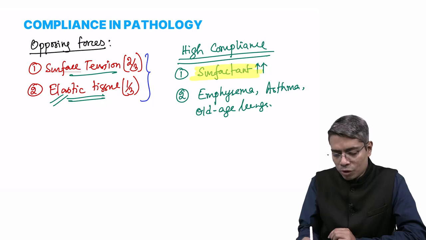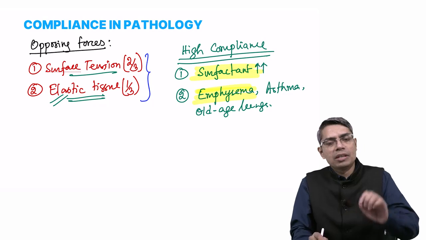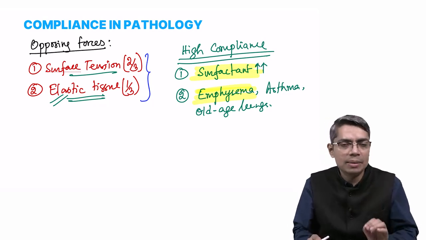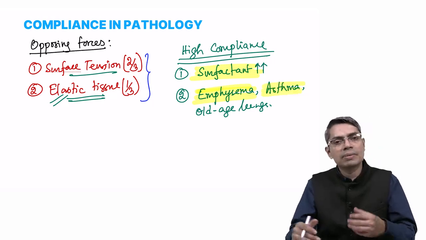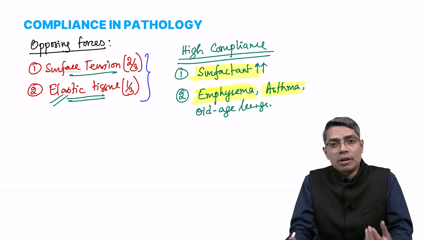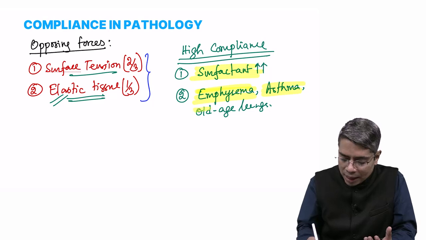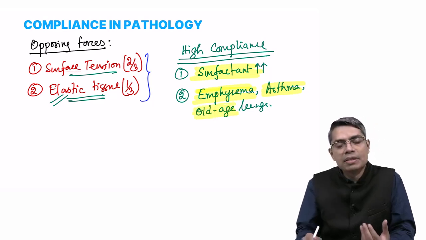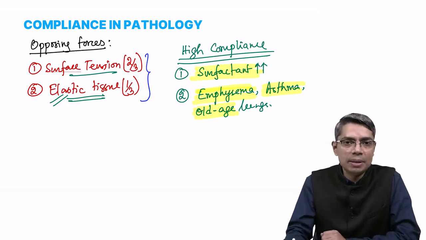So this is a very, very important concept that you have to remember, that the more the surfactant, the more will be the compliance, and compliance is more when elastic tissue is destroyed. The typical example is emphysema. Although chronic asthma will also have a similar condition, but not as much as emphysema. So emphysema and old age lung will also have the similar picture. So in all of these three conditions, the compliance will be very high.